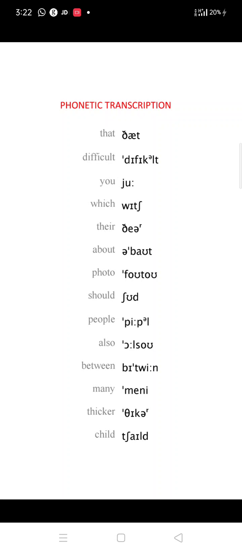Here you can see the stress mark. There are so many words here: difficult, there, about, photo, should, people, also, between. And here you can see the stress mark is there. The stress mark is very similar to the sign of an apostrophe. Here you can see this is called a stress mark, and you have to put stress on the proper syllable.